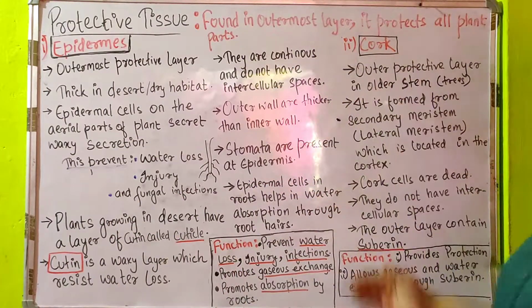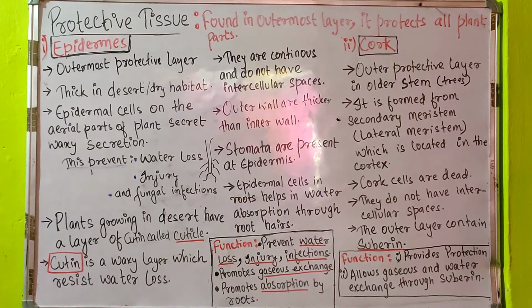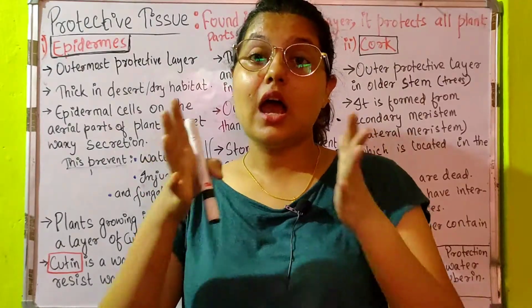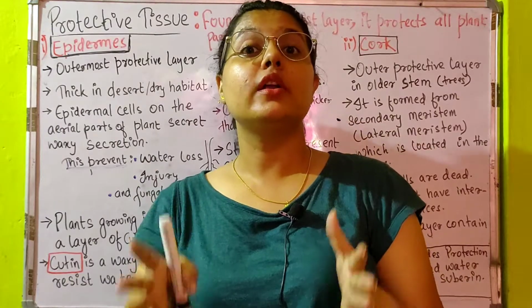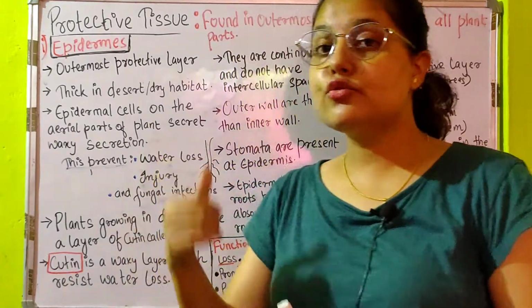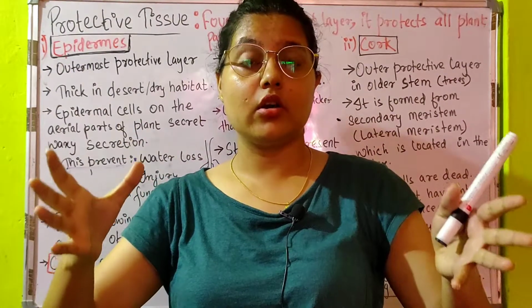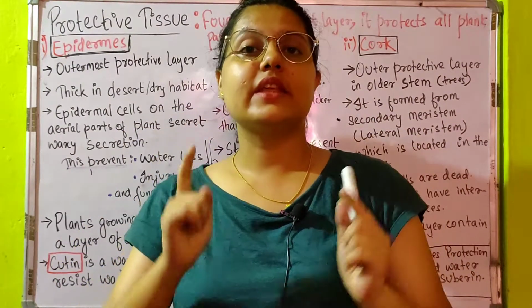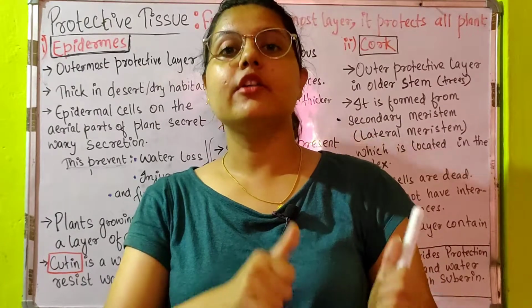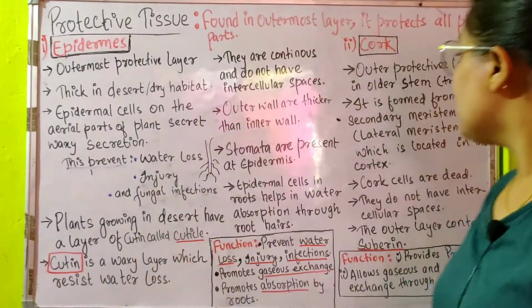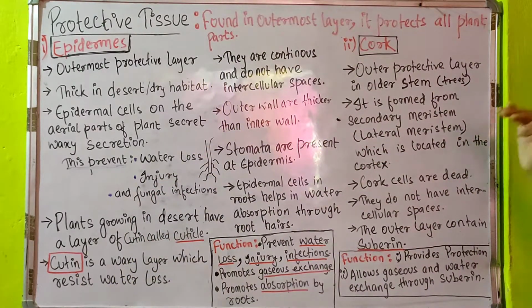Now coming to the cork. Cork is another type of protective tissue which is present in the hard part or the older layer of the stem. In tall trees, the bark is brown in color. Those trees contain cork instead of epidermis. Now it is formed from the secondary meristem.